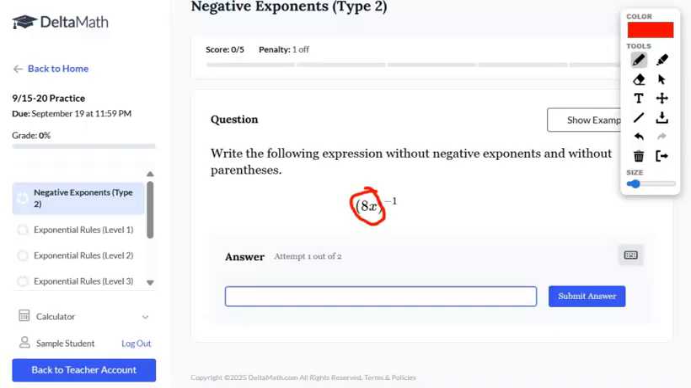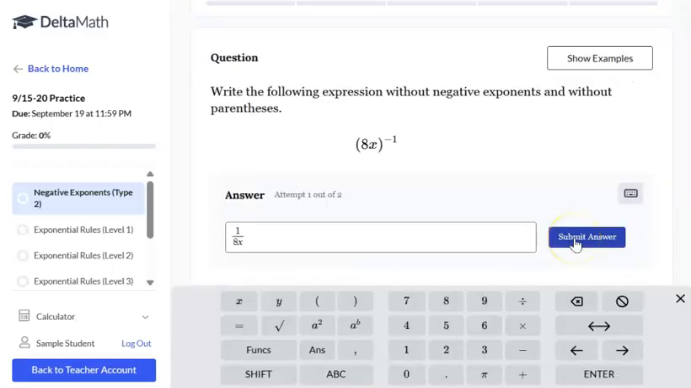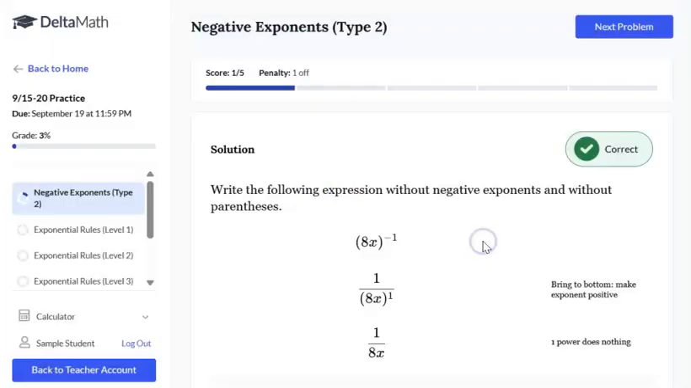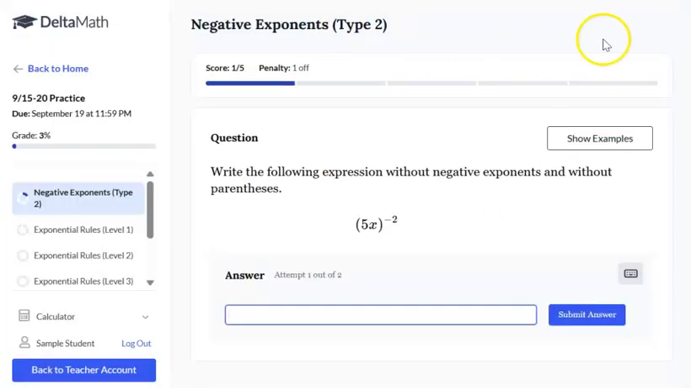That negative exponent you should think of as an indicator light telling you that these things are on the wrong side of the fraction bar. They are currently on the top of a fraction if you were to put them over 1. So you need to move them to the bottom, which would leave the invisible 1 as the only thing left behind on the top of the fraction. And then the 8 and the x would move to the bottom. Type that in and submit, and let's take a look at a different one.